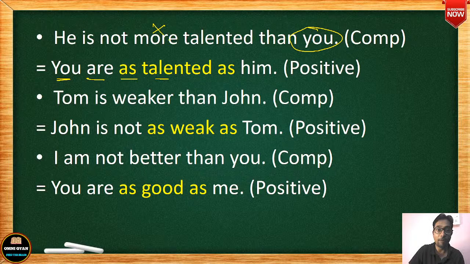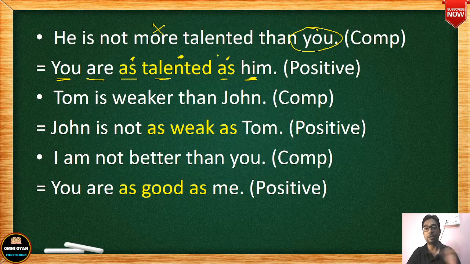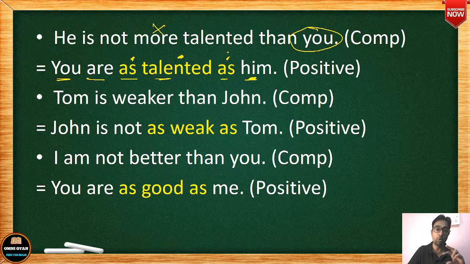Now the word more you have to cancel from here. Why? Because more is for comparative degree. In positive degree you have to use the word talented only. All right, so you are as talented as him. So as, degree, as, and he, when it comes this side, it becomes him. So you are as talented as him. Because he is not more talented than you, there is a possibility that both of you are equally talented.